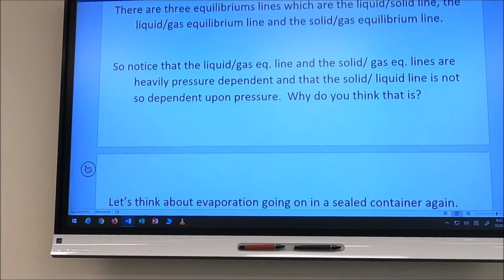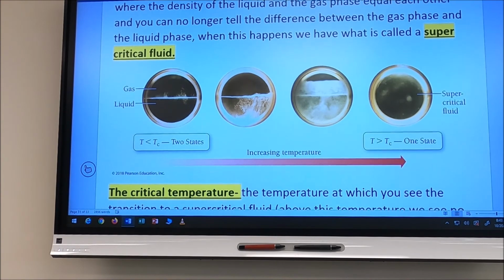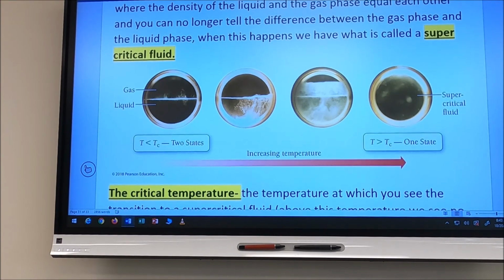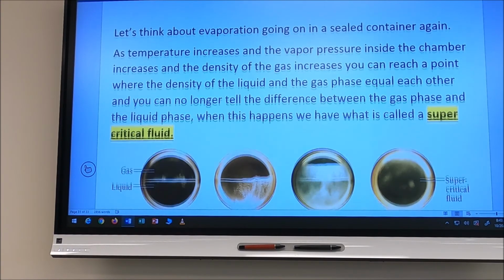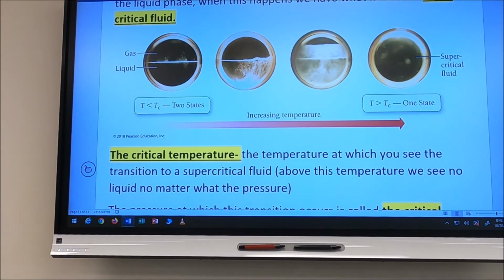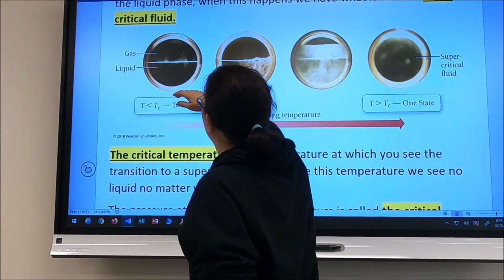So I've already told you what the triple point is. Now, let me talk you through the critical point and supercritical fluids, okay? As temperature increases, the vapor pressure increases inside the sealed chamber, the density of the gas increases, the density of the liquid decreases, and at the critical point, they equal each other, okay? Supercritical fluid. Now here's some pretty pictures. You can see that the temperature is below the critical temperature in the first one. So we have a distinctive gas phase and liquid phase, and you can kind of see evaporation going on there.